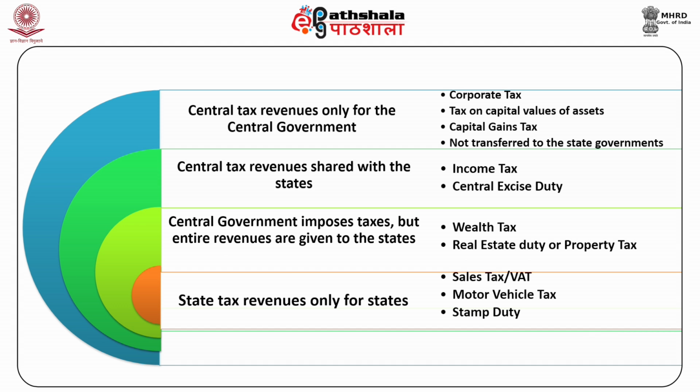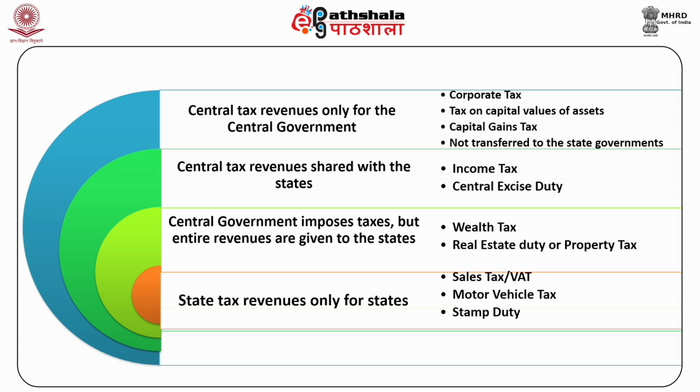Now, the revenue collected from taxes is distributed among the center and states in the following manner. Central tax revenues only for the central government: the central government imposes taxes and collects the revenue from such taxes, for example, corporate tax, tax on capital values of assets or capital gains tax excluding land, and customs duty. No part of the revenue collected through these taxes is transferred to the state governments.